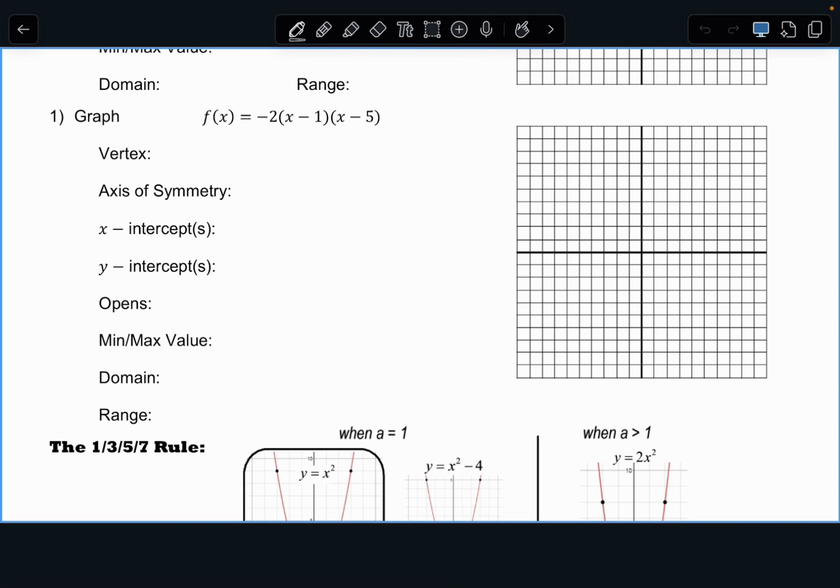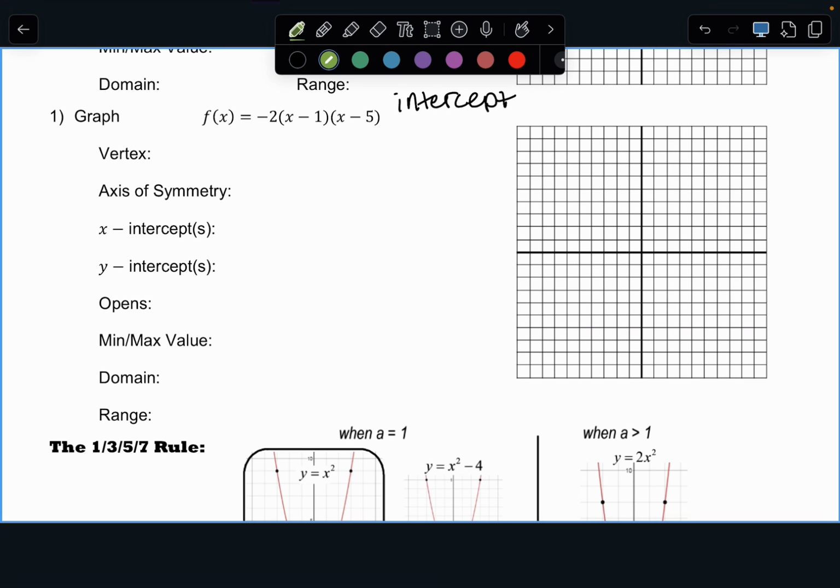Intercept form, okay. Intercept form deals with P's and Q's. What's P? 1. We switched the sign, so it comes from right here. What's Q? 5. It comes from this piece. What about A? -2. It's always the number out front. Do we need A? For intercept form, no. For our trick today, yes. So that's why I pointed it out.